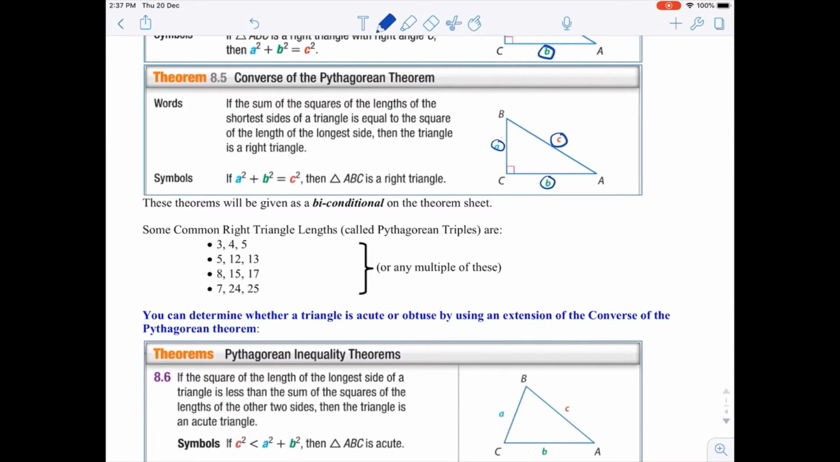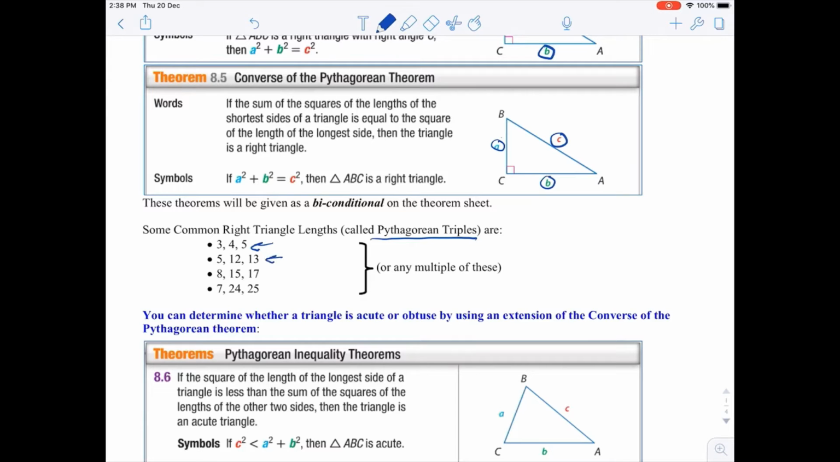Sometimes we like to recognize when we've seen Pythagorean triples. Pythagorean triples are three numbers that satisfy the Pythagorean theorem, and if you recognize them, then you don't have to use the Pythagorean theorem every time. The first most common one is the 3, 4, 5, and don't forget you can use the multiple of 3, 4, 5. So if you see a triangle with legs that are 6 and 8, then you know the hypotenuse is 10 because that's a 3, 4, 5 triple multiplied by 2.